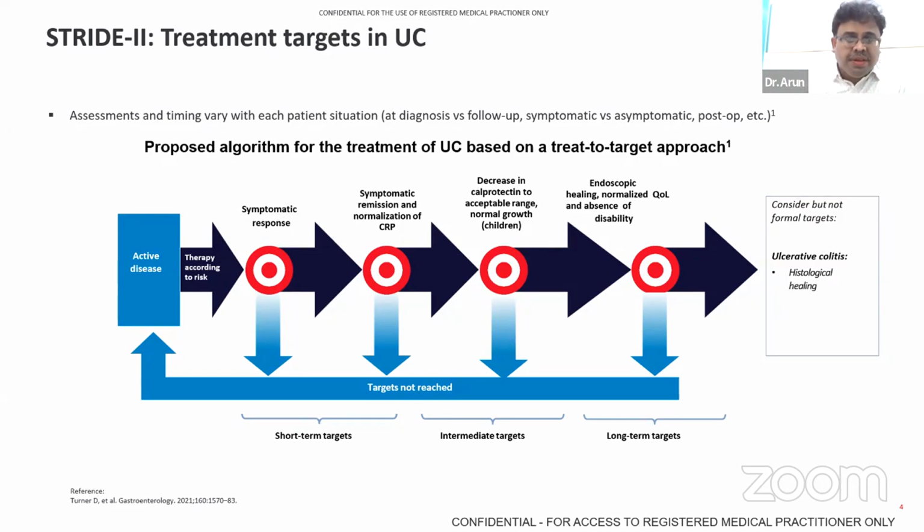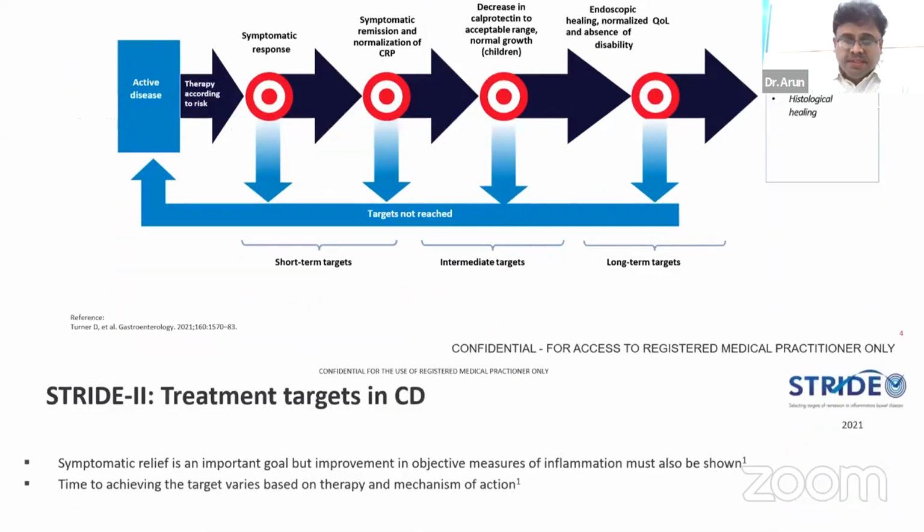And the most important thing is you need to propose a proper algorithm for UC. This is what the STRIDE position statement mentions. First is your symptomatic response, next is normalization of CRP, next is your calprotectin has to come down, and your endoscopic healing has to be attained. So based upon your histological healing, that's the target that has to be maintained. The short-term benefits are mainly based upon your basic response, then intermediate and long-term targets. This is the schematic representation of how you're going to target your ulcerative colitis.